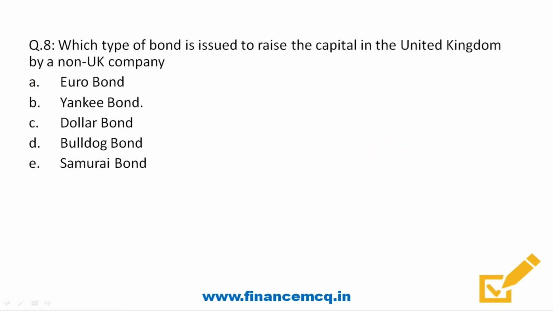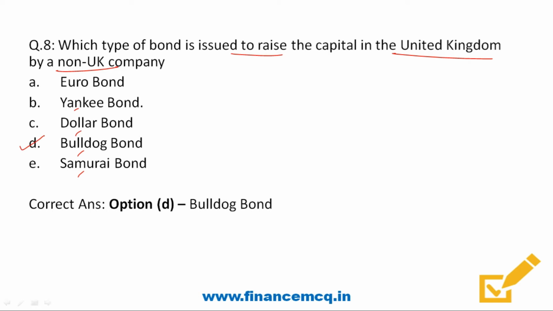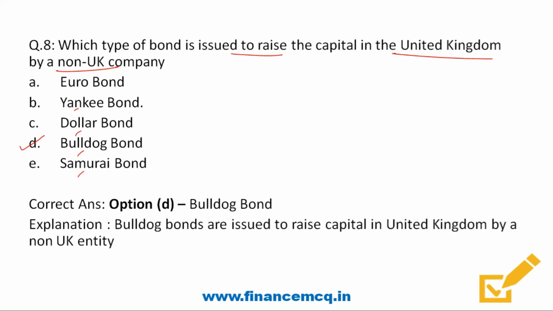Moving on, next question. Which type of bond is issued to raise the capital in the United Kingdom by a non-UK company? Well, the options are Euro bond, Yankee bond, dollar bond, bulldog bond, and last option samurai bond. So friends, here the bonds are to be issued in United Kingdom by a non-UK company. So the option is option D, bulldog bond. So friends, bulldog bonds are issued to raise capital in United Kingdom by a non-UK entity.